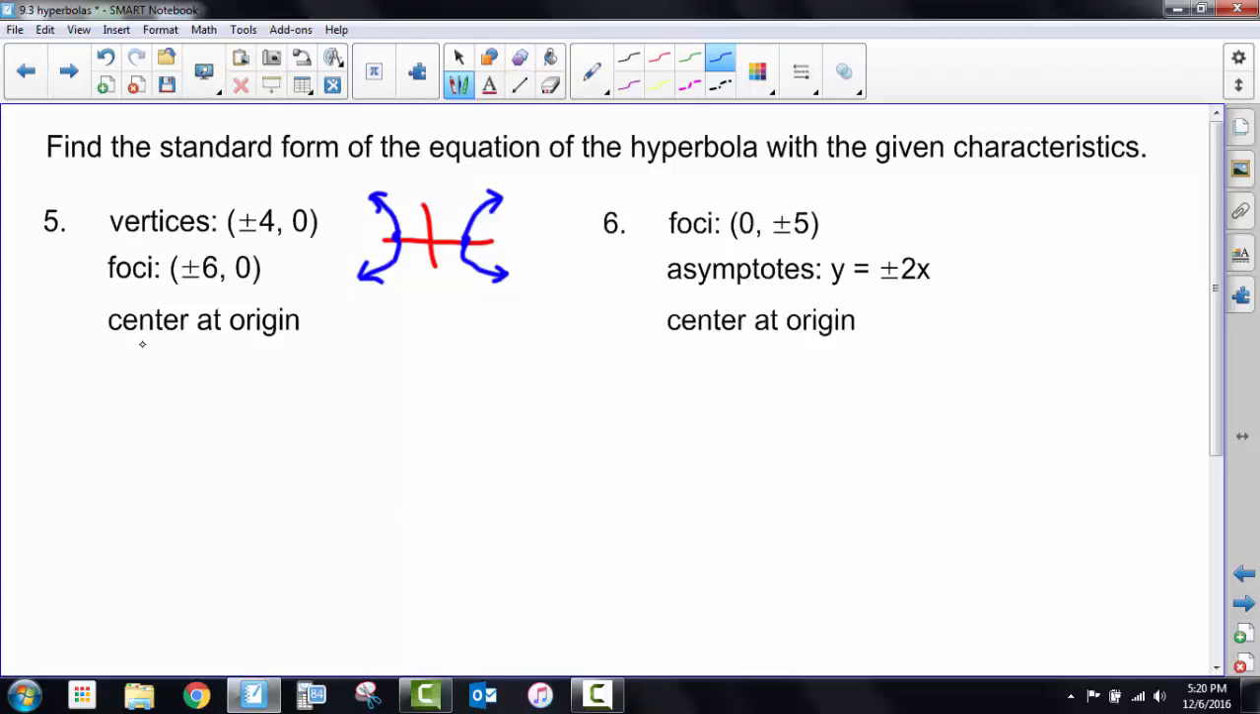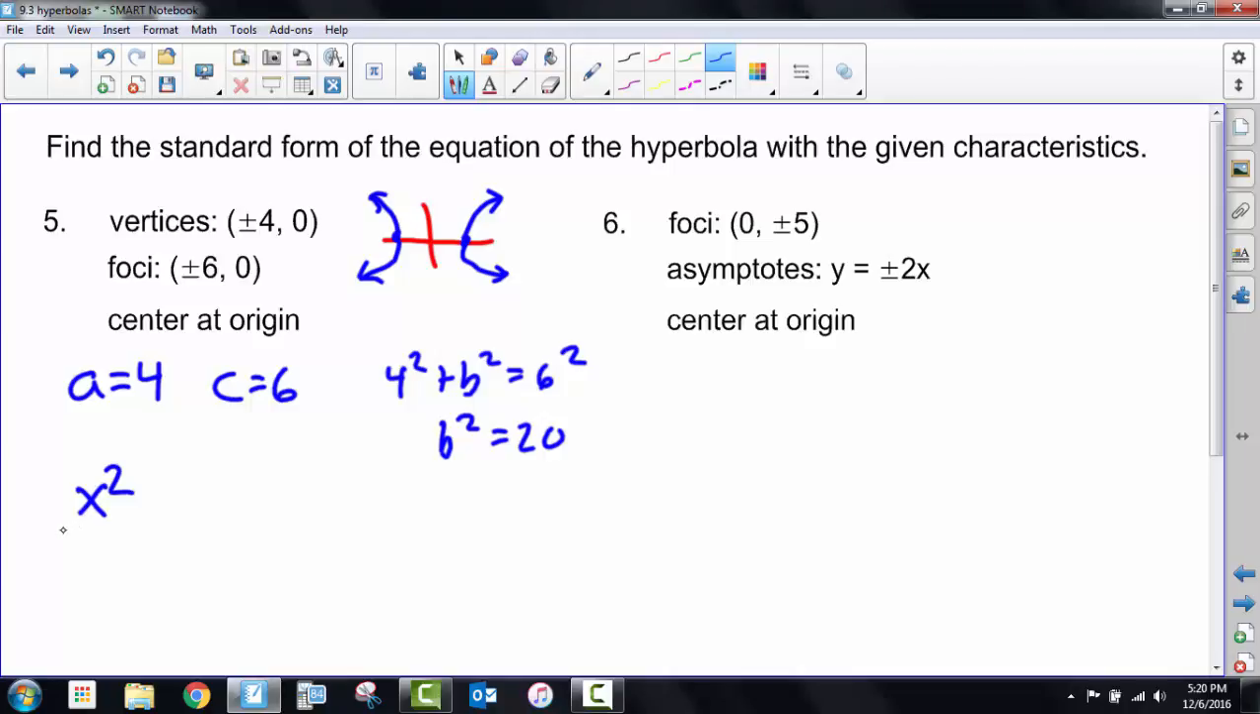That's really helpful. Okay, now the center is at the origin, they say, which I could have actually figured out based on the vertices or the foci. But the other thing I need to figure out is that b value. I know a is 4, I know c is 6, so 4 squared plus b squared would be 6 squared. So b squared is going to be 20, 36 minus 16, and actually when we think about standard form, I'm going to be all right just to know b squared.